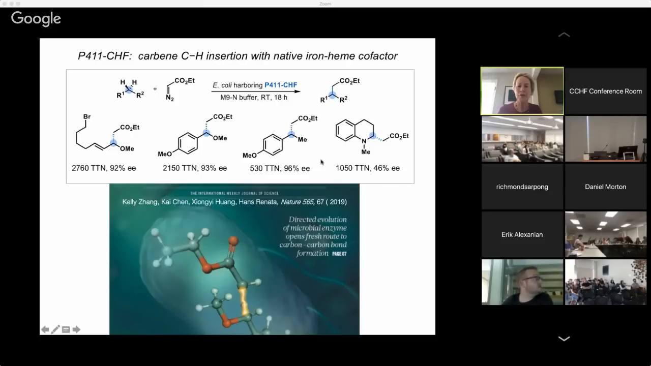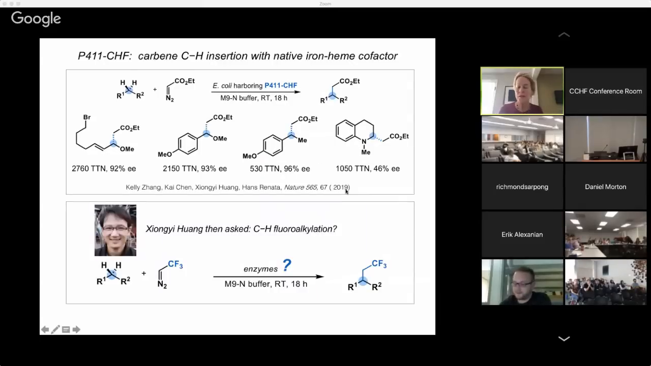It's also a pretty good catalyst compared to any other chemical catalyst, because you get very good selectivities in many of the reactions and reasonable turnover numbers. And we're still working on that. Now, once we had carbene insertion possible, Zhangyi Wang, whom some of you know, then asked whether he could do something quite useful with this carbene transfer and convince enzymes to use fluorinated carbenes for late-stage alkylation.